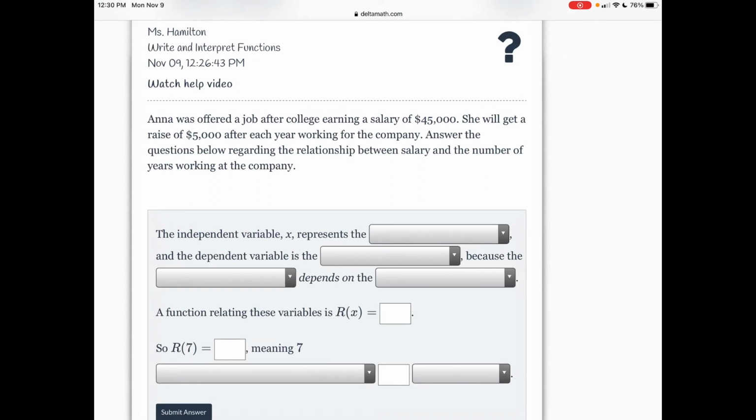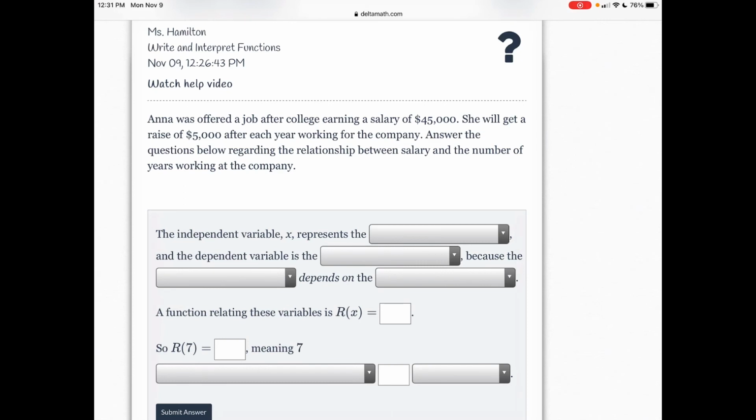So here's an example of how this looks in Delta Math. Here we can see Anna was offered a job after college earning a salary of $45,000. This is like the fixed price in the coffee problem. She'll get a raise of $5,000 after each year working for that company. Let's see if we can compare the relationship between salary and number of years working. So you're asking yourself, does the salary depend on the number of years that Anna works, or does the number of years that Anna works depend on the salary?